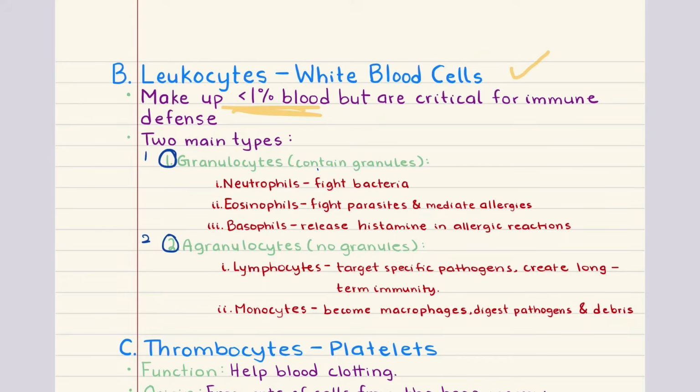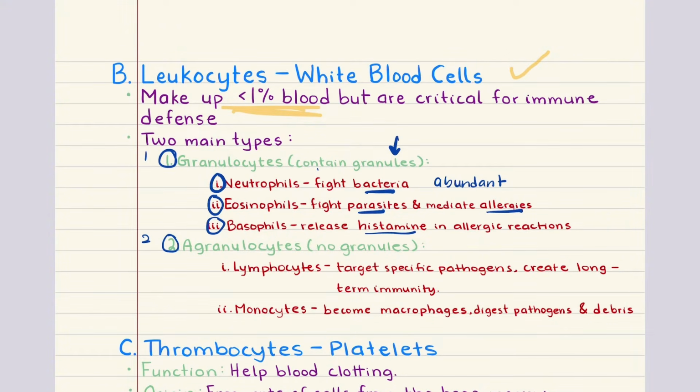Let's start with granulocytes, which include neutrophils. These are the most abundant type. They are the first responders to infection, and they specialize in fighting bacteria. Then we have eosinophils. These cells target parasites, and they also play a role in mediating allergic responses. Finally, there's basophils. These are the least common type. They release histamine, and they contribute to inflammatory reactions, especially during allergies.